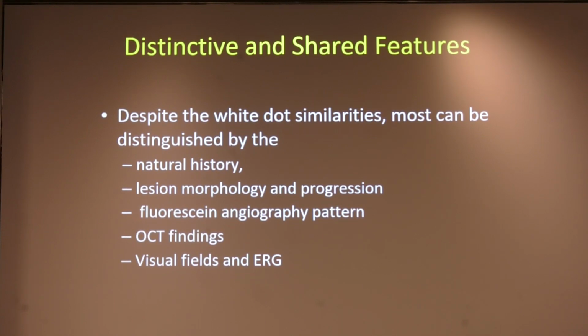The other distinguishing features are, despite the white dots remaining similar, most can be distinguished by the history, the lesion morphology and progression. Added to that are the ancillary tests or the fluorescein angio patterns and the OCT, along with the autofluorescence patterns, both in the blue peak and as well as the near infrared autofluorescence. And yes, where you have the facilities, visual fields, whether a full field or a multifocal ERG, would also help you to distinguish these.